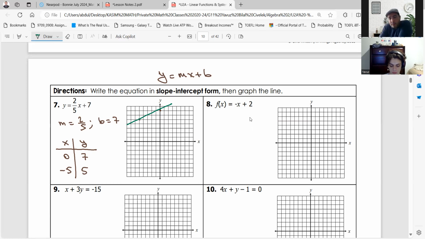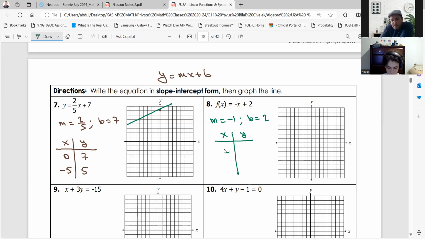Okay, now the second one, -x plus 2. What is the slope of this function? It's already in slope-intercept form, right? So what is the slope of this function? -1. That means that the line is falling down, right? And how about the y-intercept? It's 2.